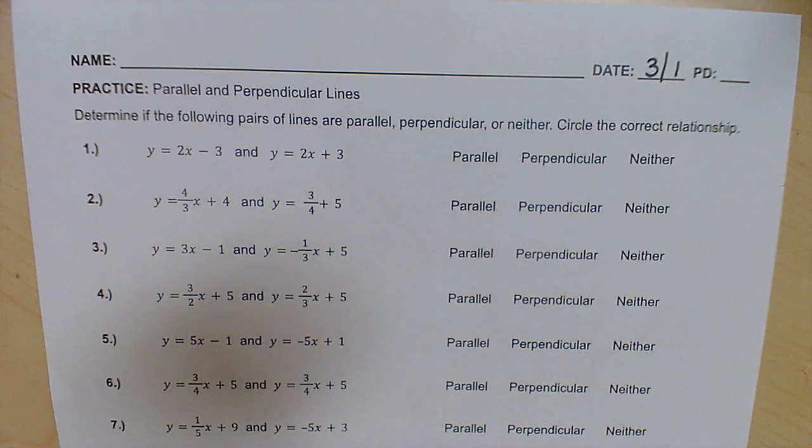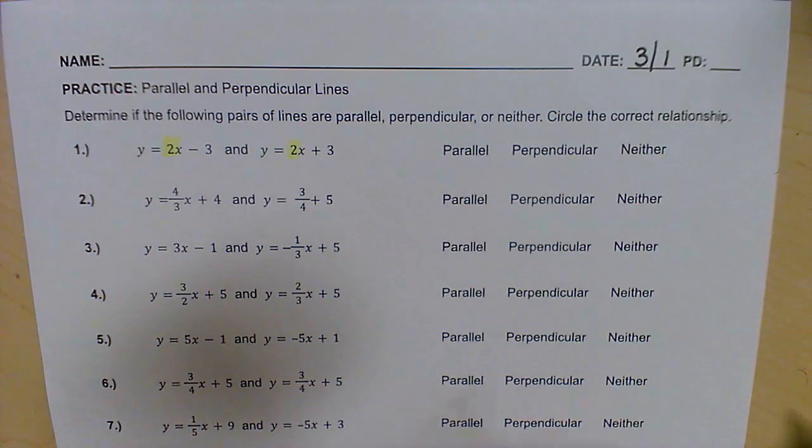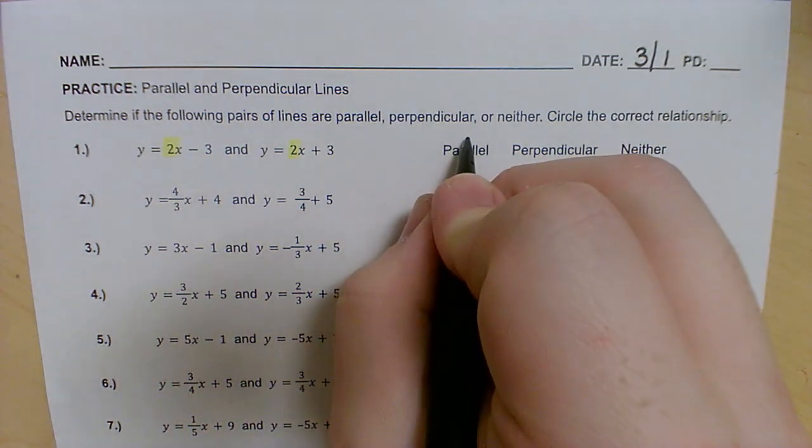So for number 1, 2x minus 3 and 2x plus 3 have the same slope. Since they have the same slope, they're parallel.